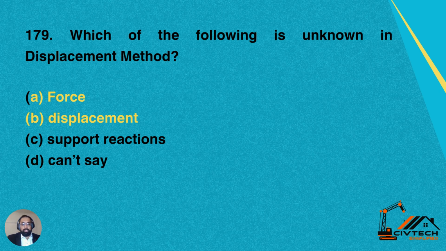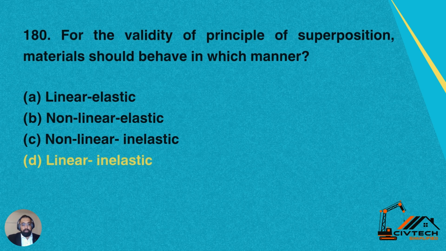Question 179. Which of the following is unknown in displacement method? Option A, force. Option B, displacement. Option C, support reactions. Option D, cannot say. So B, displacement, is unknown in the displacement method.